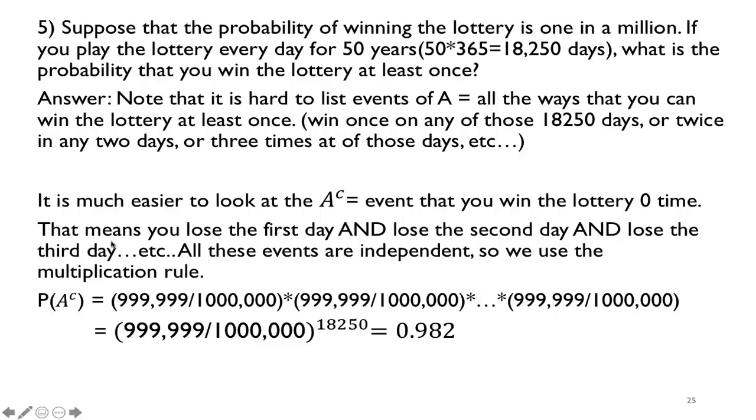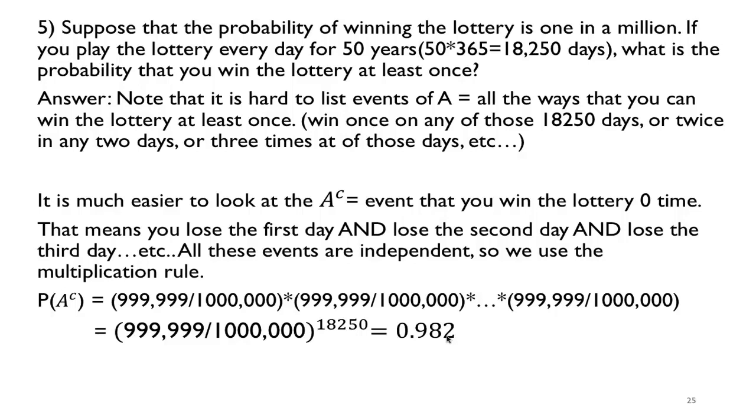So the probability of you losing the first day is 999,999 out of 1 million. That's the chance of you losing on the first day. On the second day, it's the same. On the third day, it's the same. The chance that you lose on all days, you multiply all of them, because this is all independent, and so you get 0.982. This is the chance that you win the lottery none of the time.